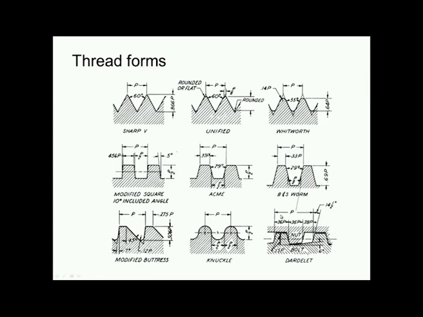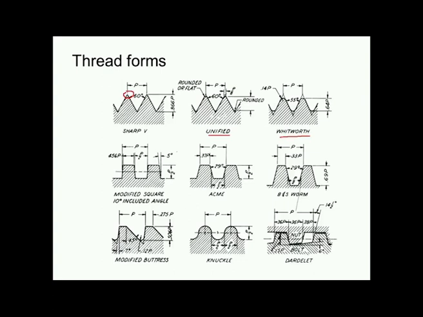Now, various thread forms are used in practice. This is a sharp V, wherein we have a sharp crest here. It is slightly modified, made rounded or flat, then it is called unified thread, and in these two cases, sharp V and unified, the included angle is 60 degree, whereas in the case of Whitworth thread, the included angle is 55 degree.